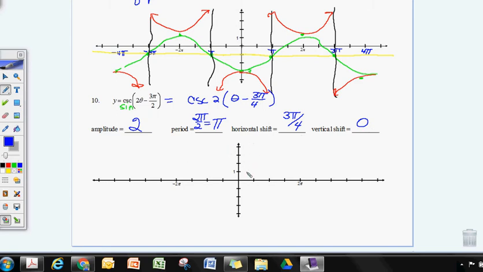Okay, so I am starting at 3 pi/4. That's my starting point. And I'm going to say that this thing is going to end at 3 pi/4 plus pi, which would be 7 pi/4. It's going to be a nice little tight wave.